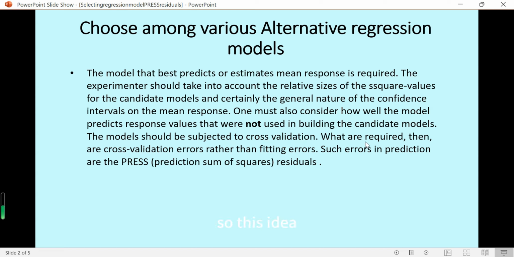So this idea is same as the cross-validation in machine learning. So in regression model statistical data analysis, we can use one kind of residuals called PRESS residuals, associated with cross-validation errors. So PRESS here means prediction sum of squares.